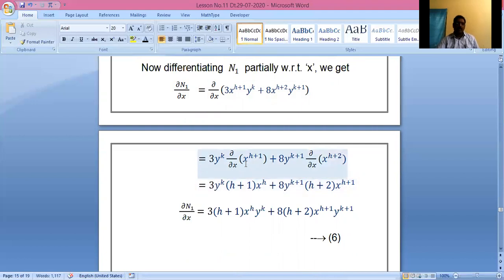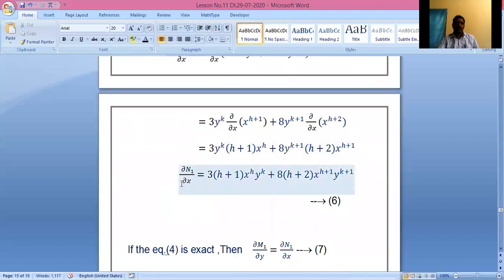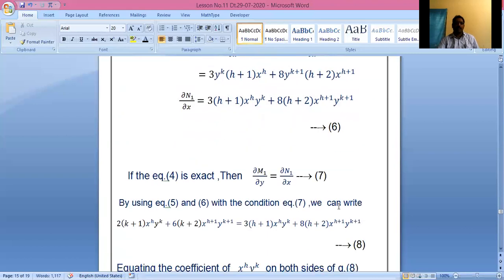Here dou by dou x of x to the power of h plus 1 is h plus 1 into x to the power of h, plus 8 into y to the power of k plus 1 into dou by dou x of x to the power of h plus 2 is h plus 2 into x to the power of h plus 1. That is, dou n1 by dou x is equal to 3 into h plus 1 into x to the power of h into y to the power of k, plus 8 into h plus 2 into x to the power of h plus 1 y to the power of k plus 1. Let this equation be 6.